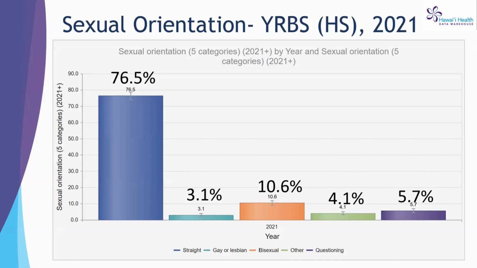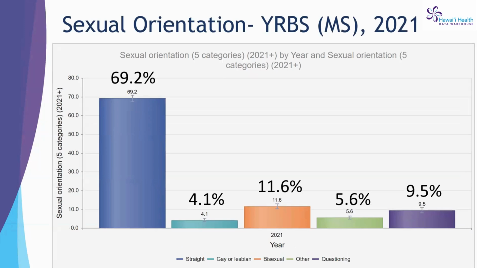Our most recent data shows that nearly a quarter of high school students identify as something other than straight. This equates to about 11,300 students in Hawaii. Here we see the data for our middle school population. And although the percent identifying as something other than straight is higher here than for high schoolers, we might take note of the nearly 10% who answered questioning.